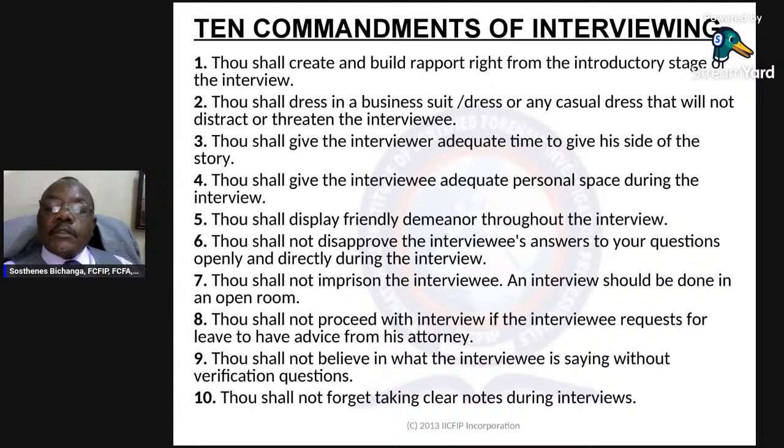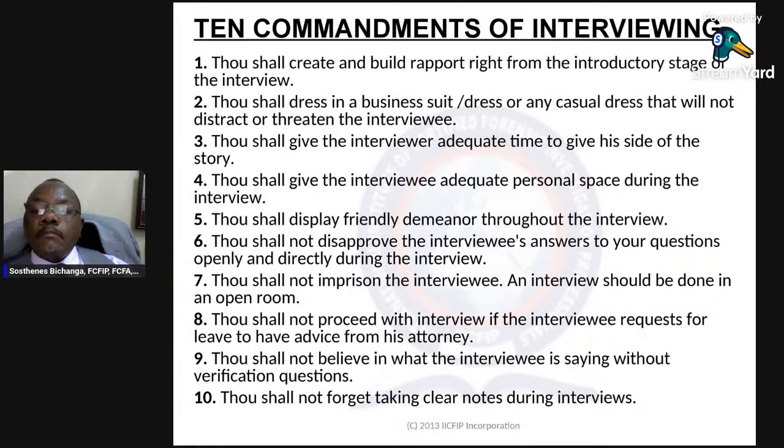Number 1, thou shalt create and build rapport, from the introductory stage of the interview. We have already discussed that. Thou shalt dress in a business suit or dress or any casual dress that will not distract or threaten the interviewee. You are not supposed to overdo your dressing when you are going to the interview room. And it is even advisable that if you are a uniformed officer, you avoid going to the interview room with the uniform.